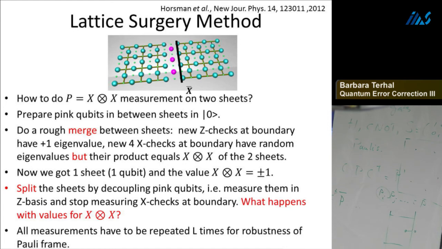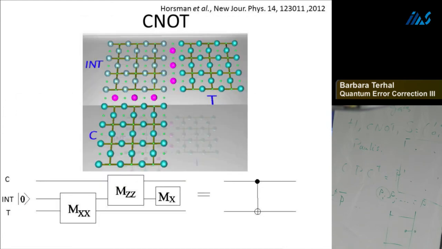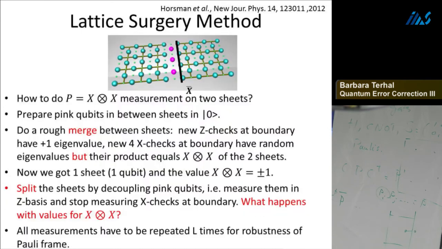And you have to be careful, it's not entirely true to say nothing bad happens with this eigenvalue of this XX, right? So you should not be doing something that doesn't commute with this. And again, for all measurements, every time you do a step or something new, you have to repeat it L times to get a robust outcome for doing noisy error correction. Okay, so that was a rough merge, and you can imagine you could do something similar. Instead of measuring the XX operator, you measure the ZZ operator by doing a different merge.